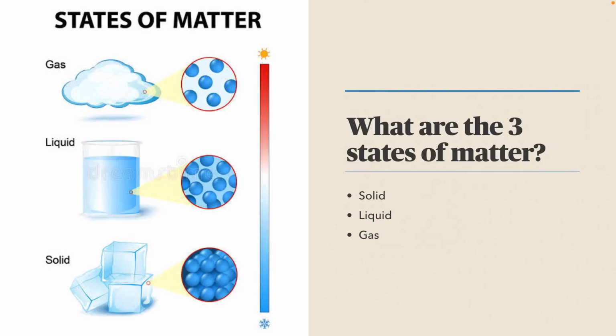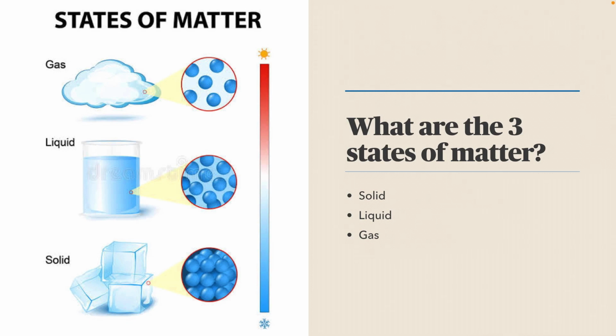Now, what are the three states of matter? Well, we have solids, liquids, and gases. As you can see, the solid, those ice cubes, has a very low temperature, down to the snowflake, because it's freezing cold, below freezing. Liquid is in between, a neutral temperature, not too hot or too cold. It depends. Some liquids are cold, some are hot.